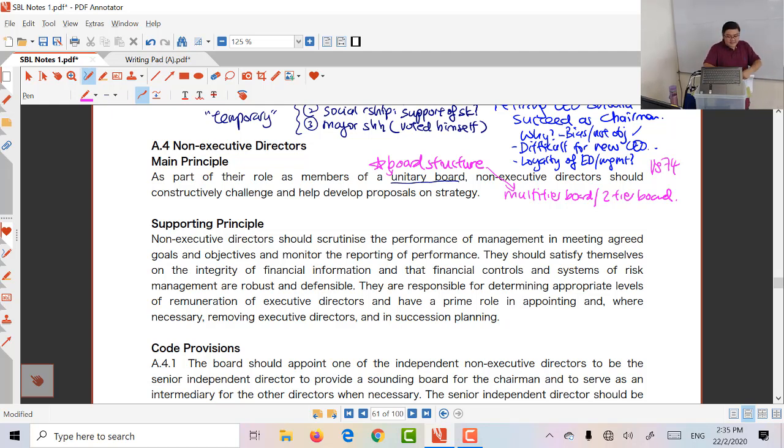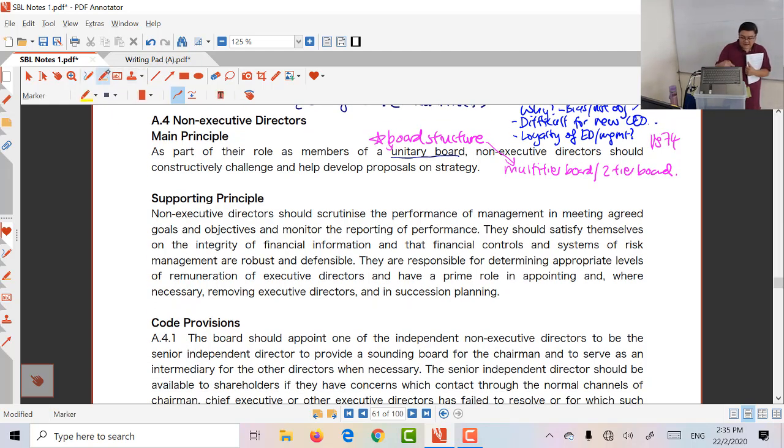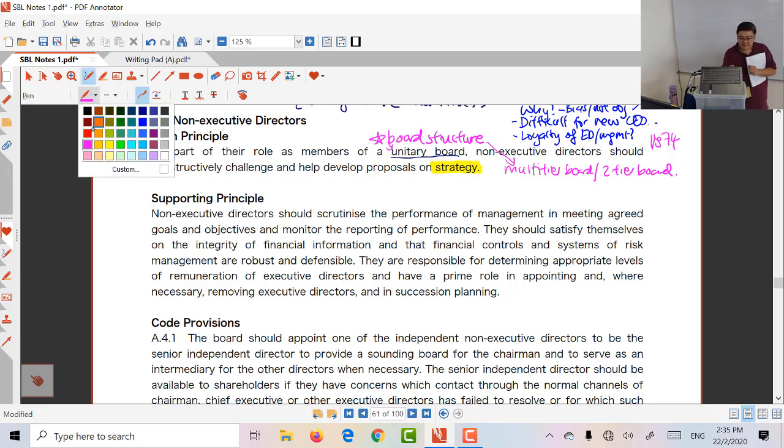Now, what do you expect NED to do? So this is what the code tells us. The code says that NEDs are expected to discharge a few roles. Now, so it's again from the main and the supporting principle. How many roles do you see there? Okay, the first part in the main principle. The code tells us that NED should what? Constructively challenge and also help develop proposals on strategy. Now, we often call this a strategy role. Okay? This role concerns strategy.